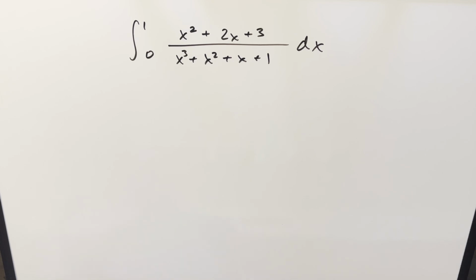Okay, we have a quick integral today. We've got the integral from 0 to 1 of (x squared plus 2x plus 3) over (x cubed plus x squared plus x plus 1) dx.